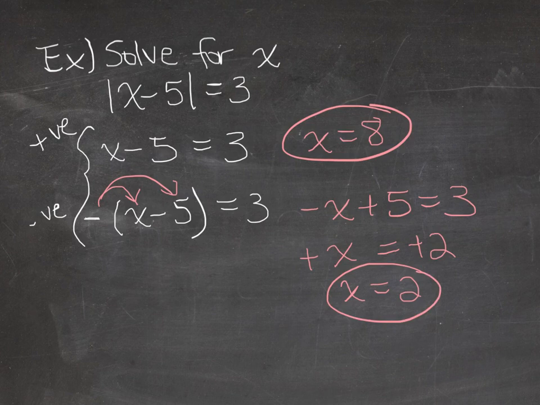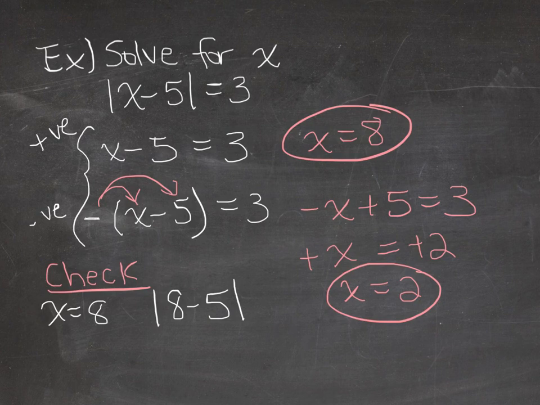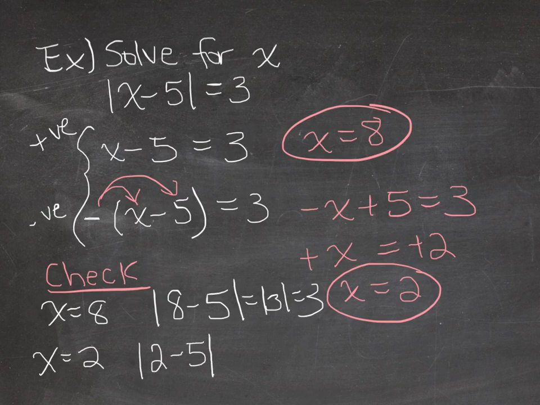x could be 2 or x could be 8, and I can check my answers. So when x equals 8, I have the absolute value of 8 minus 5, which is the absolute value of 3, which is just 3, so that's good. And then when x equals 2, I have the absolute value of 2 minus 5, which is the absolute value of negative 3, which we saw before, is also equal to 3. So both 8 and 2 satisfy this absolute value equation.